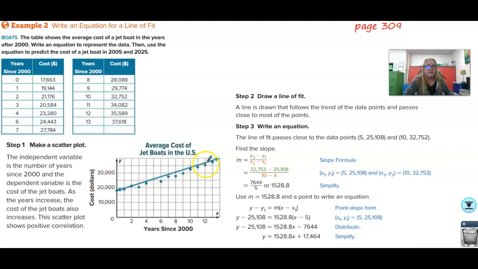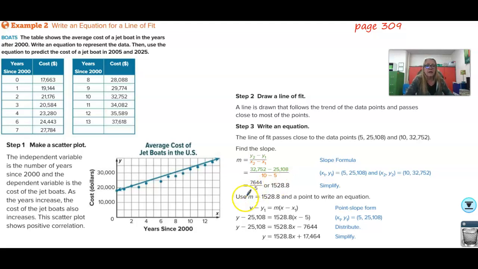Step 2, draw a line of fit. The line of fit is a line that goes through the data that most closely matches the data. Now from that line of fit, we write an equation. Here's where it gets interesting. The line of fit passes close to the data points 5, 25,108, and 10, 32,752. So then they use those 2 awful, disgusting looking points to find the slope of the line. Here they've got the slope of the line, 1,528.8, which means that every year the average price of a jet boat increases by $1,528.